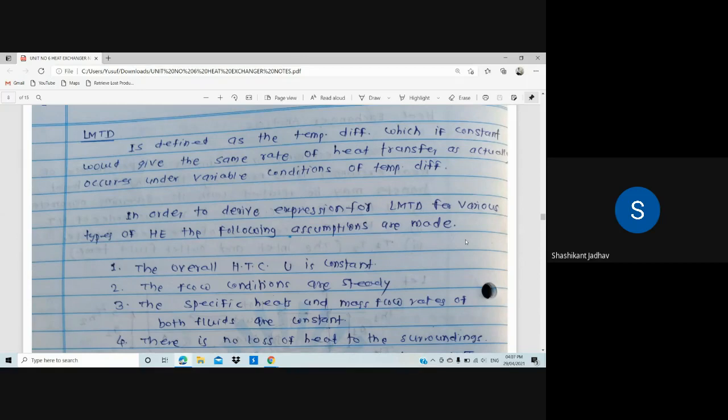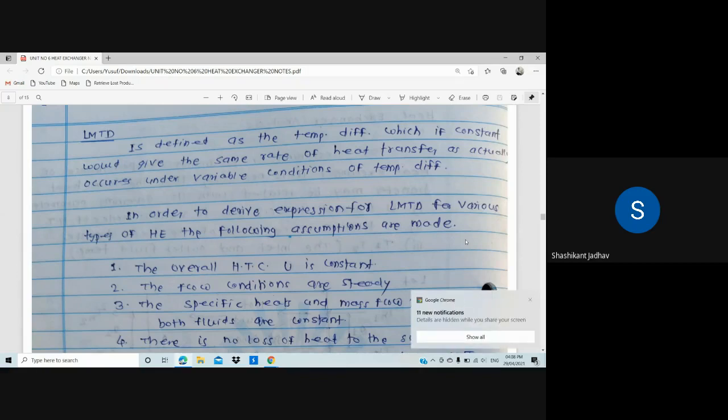Okay. So first assumption, the overall heat transfer coefficient is constant. In the heat exchange process, the overall heat transfer coefficient that we consider is going to be constant. So write down the first assumption: the overall heat transfer coefficient, that is capital U, is constant.